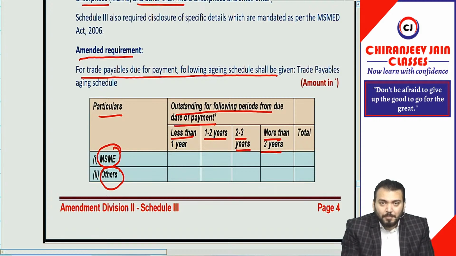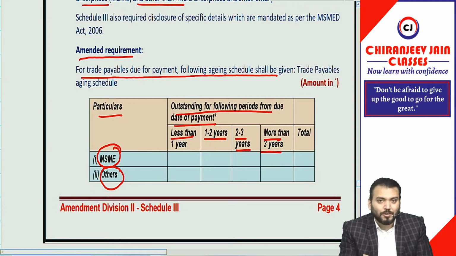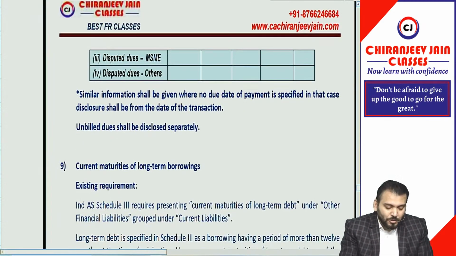You need to prepare one table. They will write trade payable due to MSME, due to others, then outstanding for the following periods from the due date of payment: less than 1 year, 1 year to 2 years, 2 years to 3 years, and more than 3 years, then total. Got it? Yes, sir. This also you have understood.